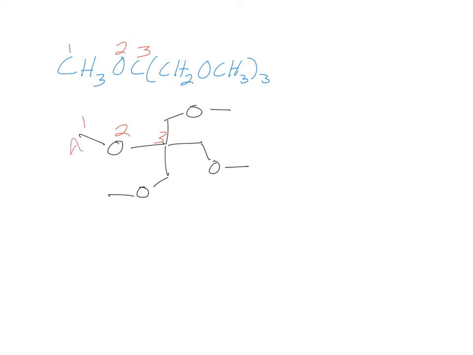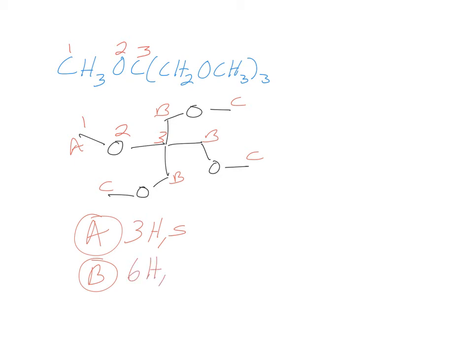I'm going to label them A, B, C. So A is worth how many hydrogens? 3 hydrogens. What should its splitting be? Singlet. Very good. B is worth how many hydrogens? 6 hydrogens. What's the splitting going to be? Singlet. C is worth how many hydrogens? 9. The splitting is going to be a singlet.